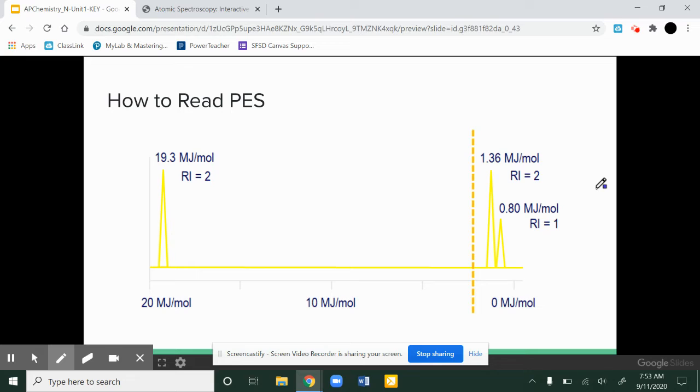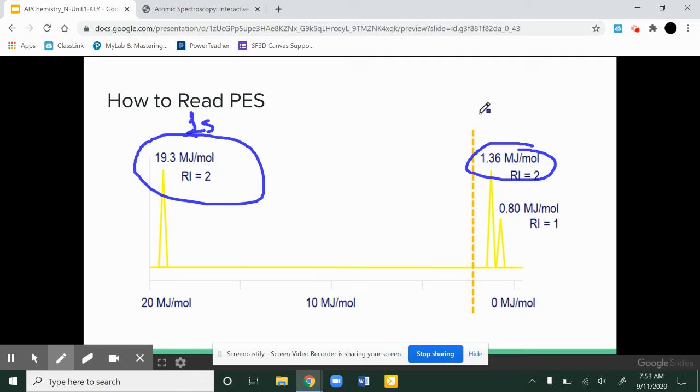Okay, here's another PES diagram, starting with the highest binding energy. There's 2 electrons here, so that's probably my 1s peak. Moving over to the next set of peaks, the next highest binding energy is the next one that's closest to the nucleus, so that would be my 2s peak, and there's 2 electrons there.